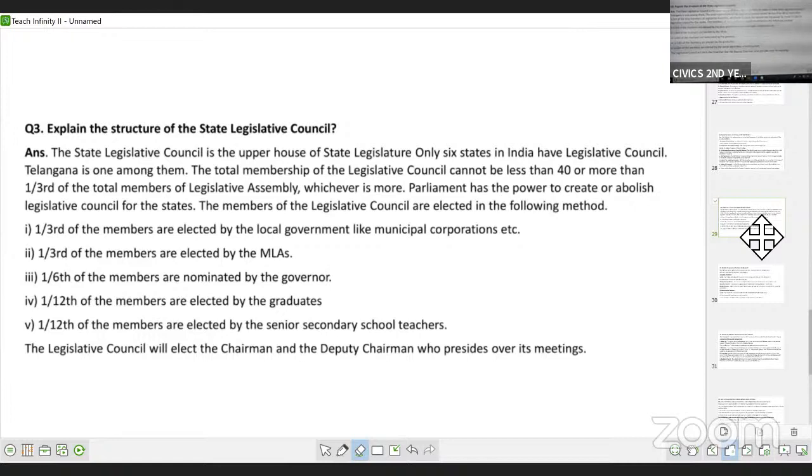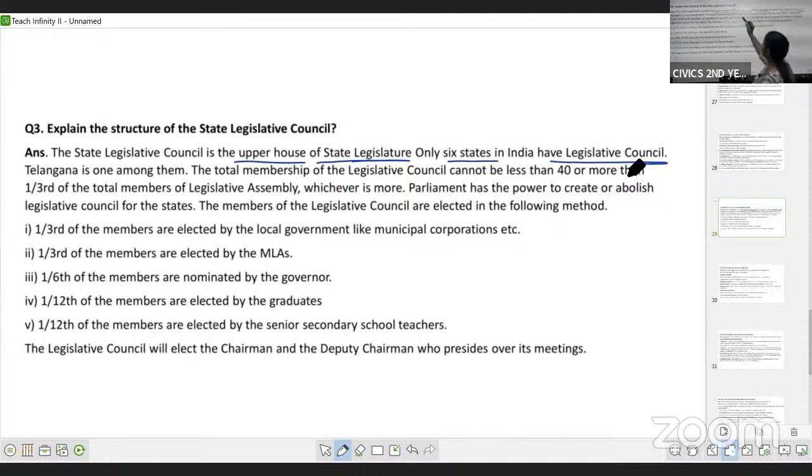Now, Legislative Council, it is the upper house of the state legislature. Only 6 states in India have Legislative Council. Andhra Pradesh, Uttar Pradesh, Karnataka, Bihar, Odisha and Telangana. These are the 6 states which have this Legislative Council, the upper house.